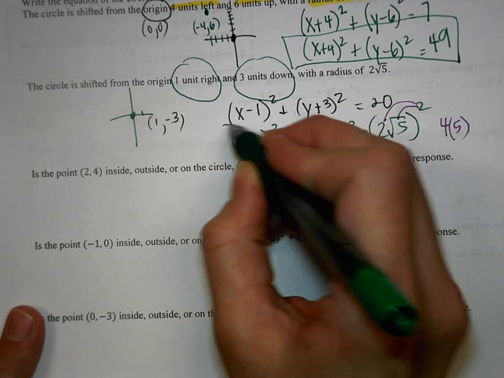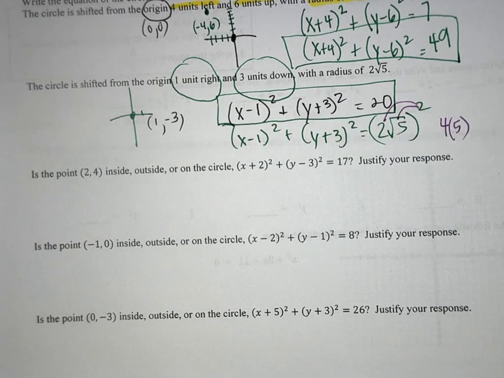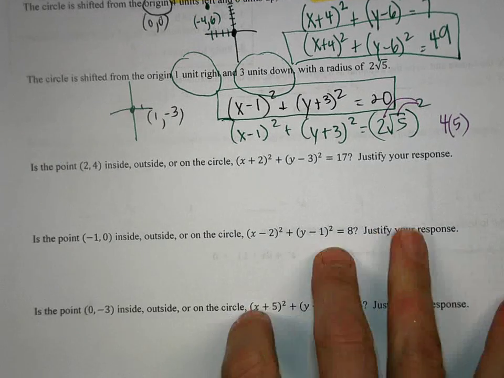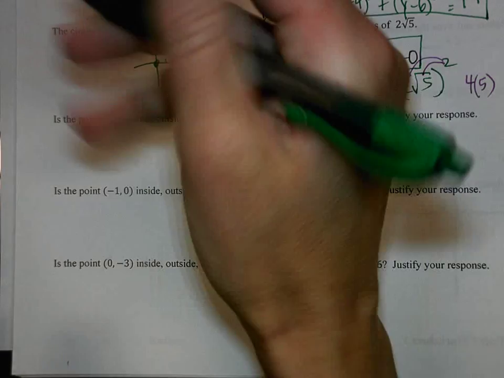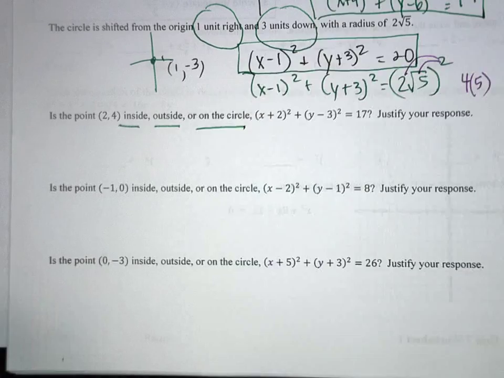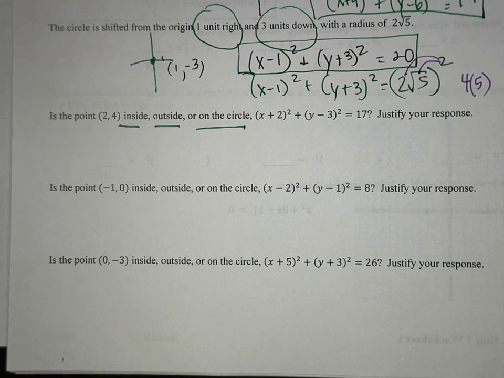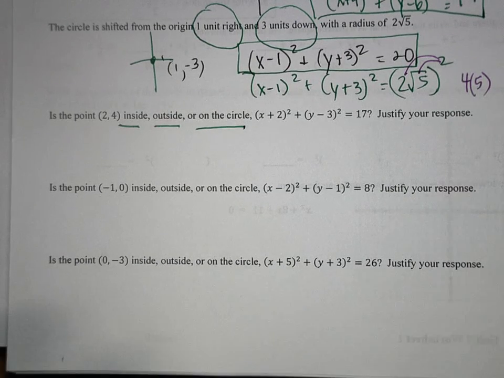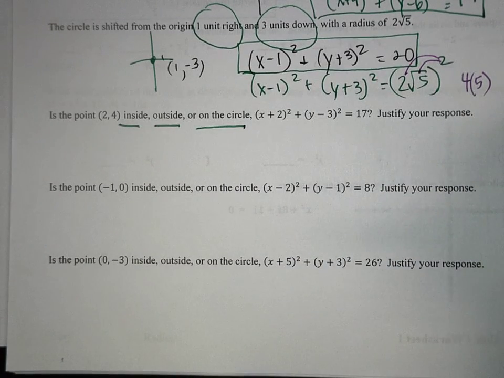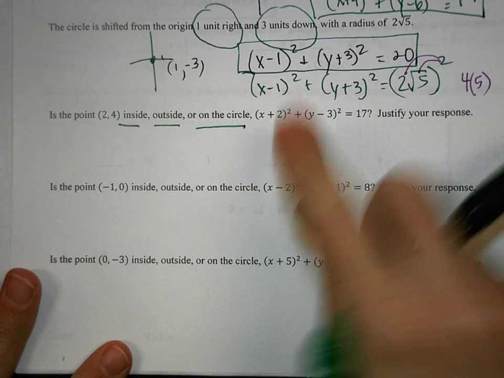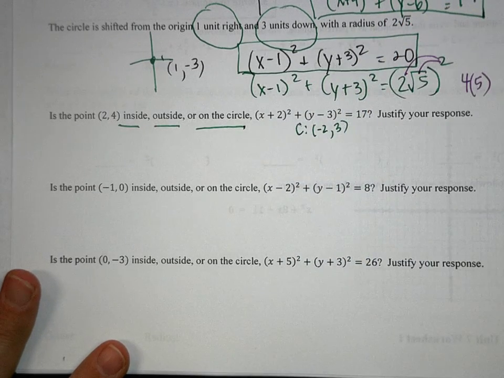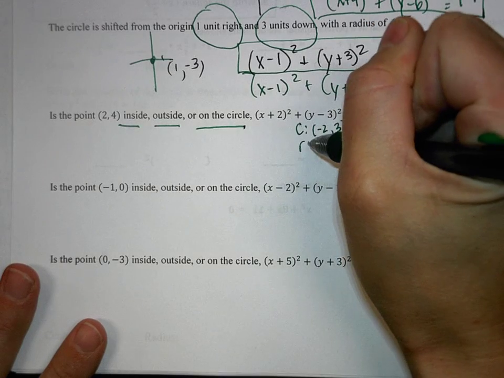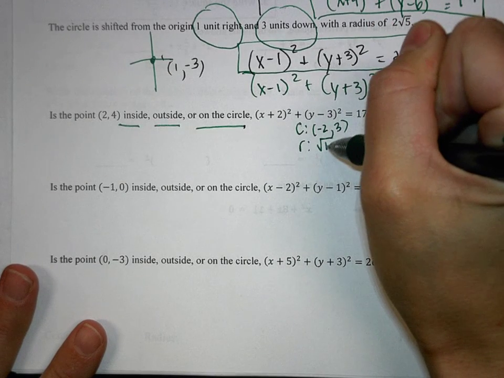Okay, so this is my answer. Okay, next one. It says, is the point (2, 4) inside, outside, or on the circle? I'm going to explain a few things to you. In fact, let's just draw a picture real quick. What would the center of this circle be? Negative 2, positive 3. The radius would be the square root of 17.